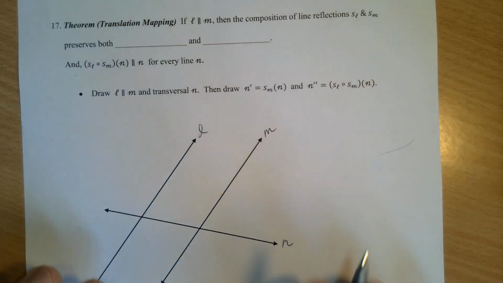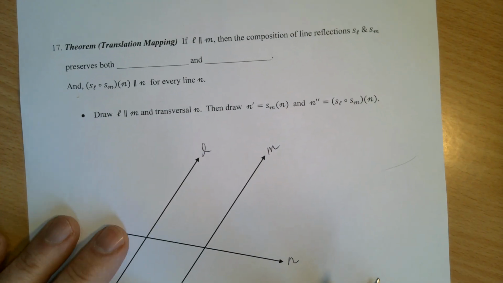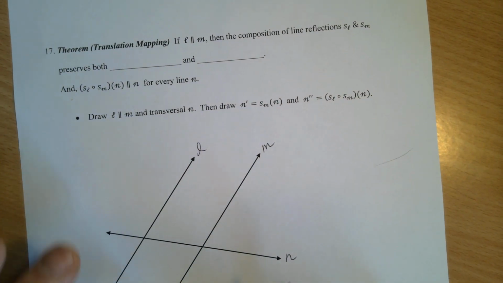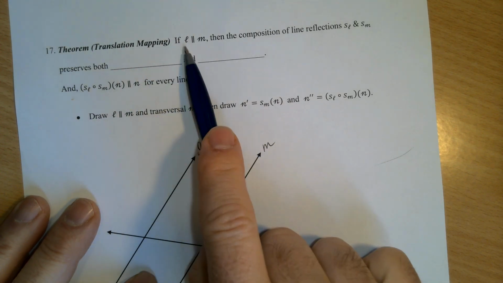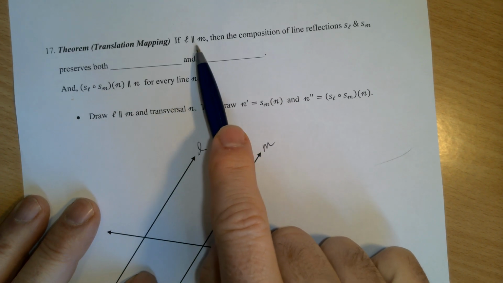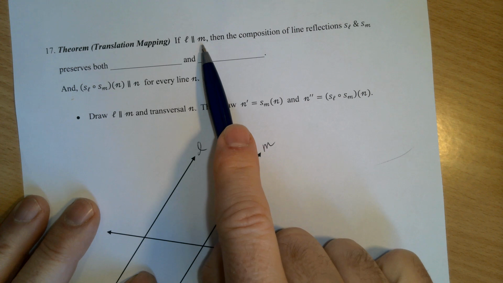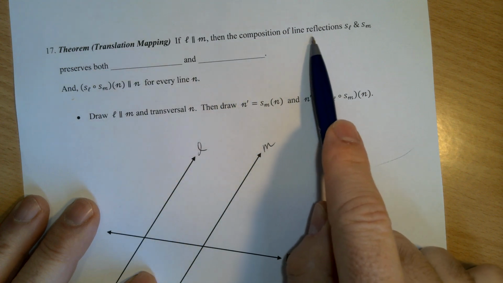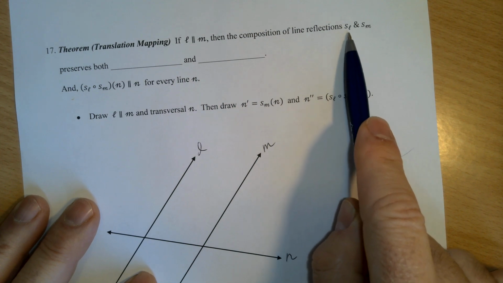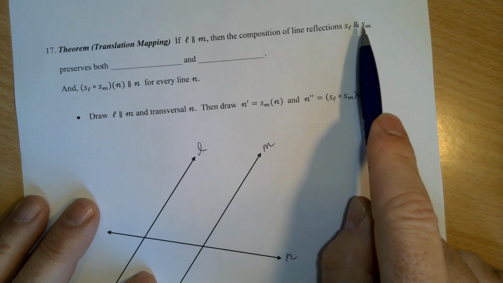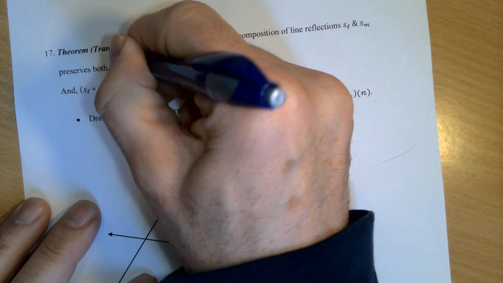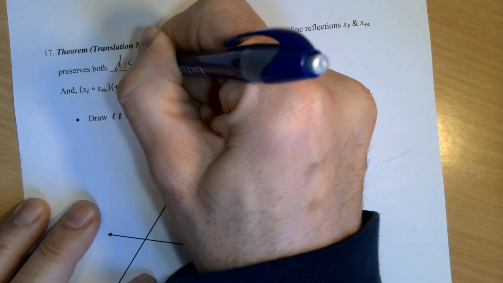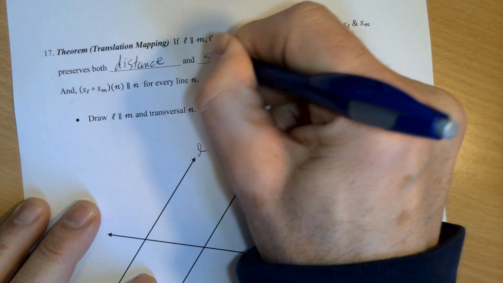Okay, finish up this video. We're not going to prove this theorem, but we'll maybe look at it as an example. This says, if L, a line, is parallel to another line M, then the composition of two line reflections, the one around L and the one around M, preserves both distance and slope.